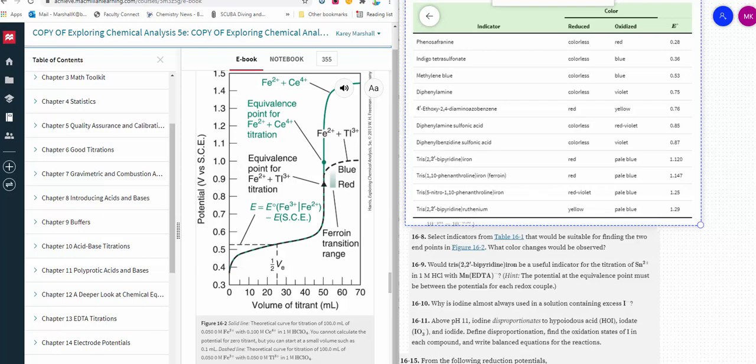So for the dashed curve, for this black one, the equivalence is found right here at the triangle, and it's going to be a little bit less than the green one with the green dot. So we're looking for something that has a potential value of about 0.85. So I think the diphenylamine sulfonic acid would be the ideal choice. That would go from colorless to the red-violet, and the first hint of color would be the endpoint.